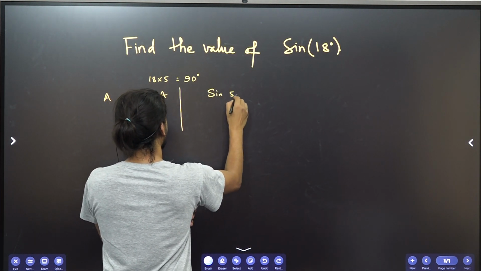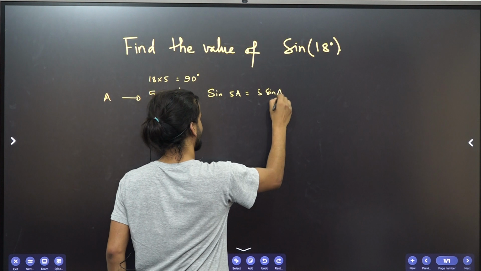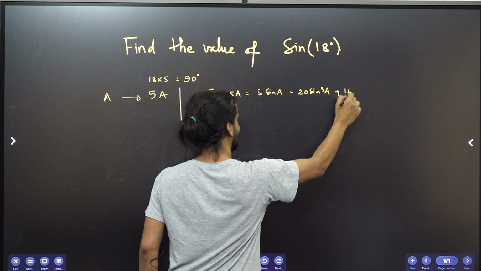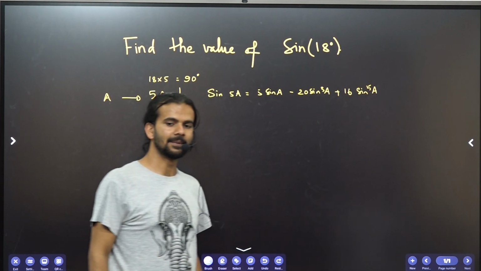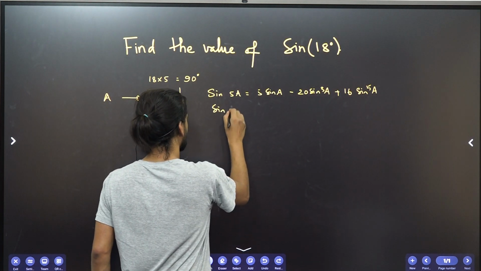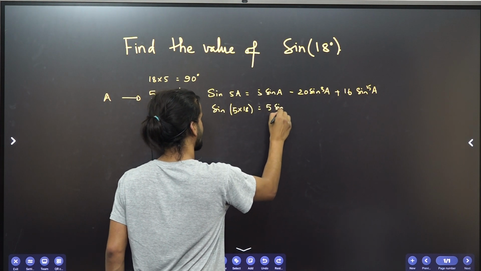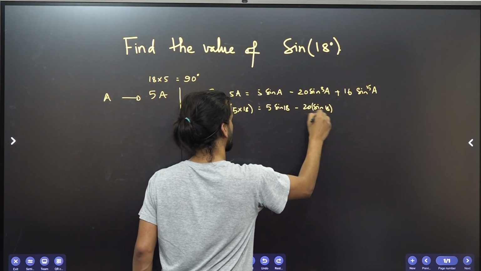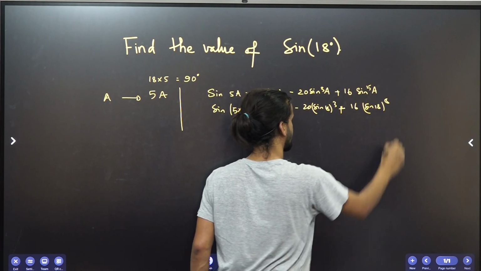Sine 5A equals to 5 sine A minus 20 sine cube A plus 16 sine to the power 5 A. But this is extremely complicated because now let's say sine 5A, 5 times how much is A? 18. Equals to 5 sine 18 minus 20 sine 18 cube plus 16 sine 18 को power 5, right? Power 5.